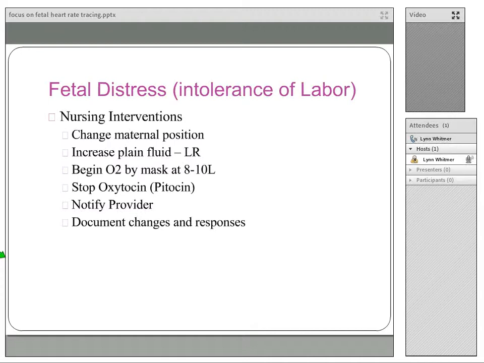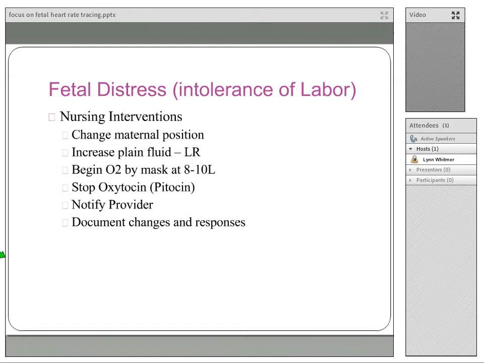So if I note that the baby's having some distress, or what we're calling it now, intolerance of labor, first and foremost, always, may I repeat, first and foremost, your initial response is to change her position. Sometimes just changing her position will give the baby a little better perfusion, because if mom's laying a little too flat, or if she's really tensed up, she's not in a good position for perfusion of her placenta, and that's going to cause the baby to have some problems. So we want to do that first.